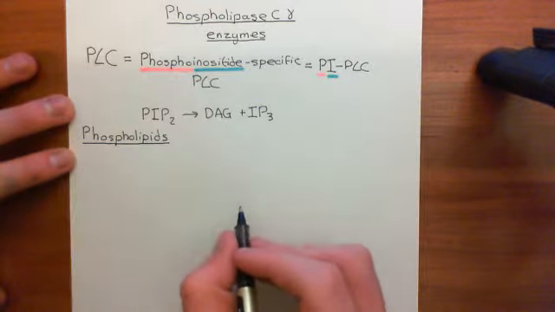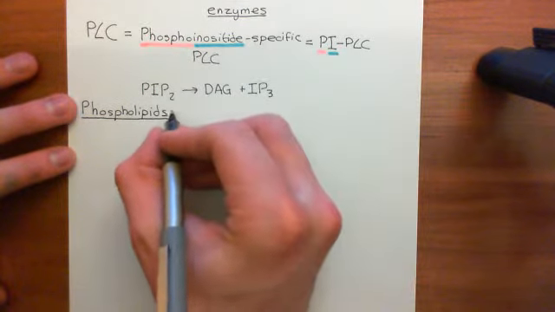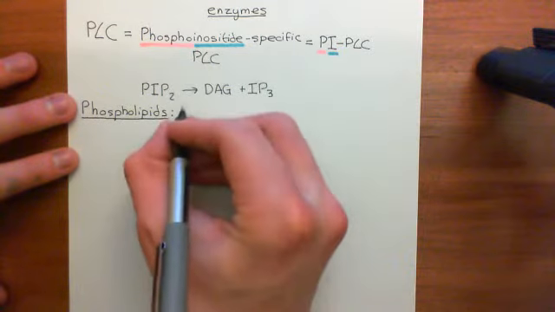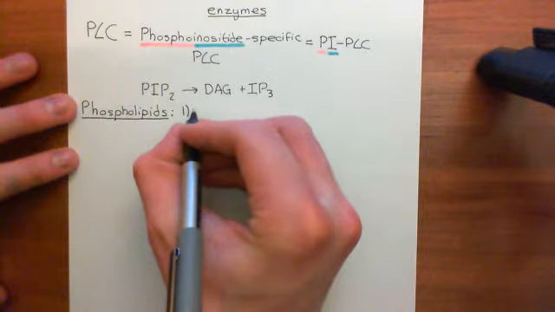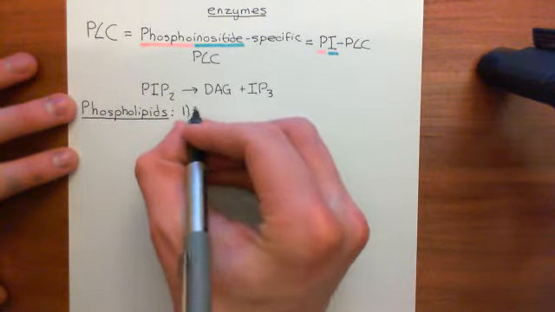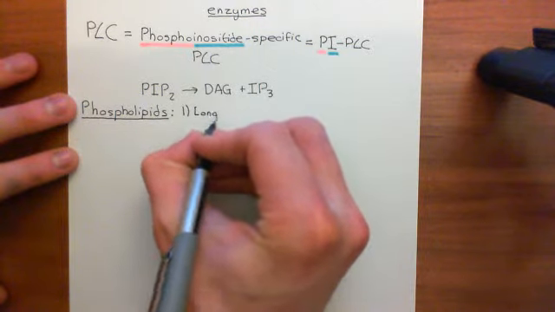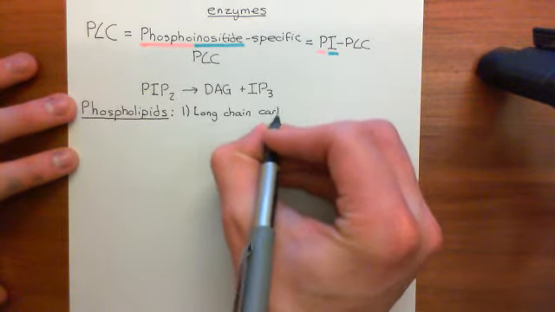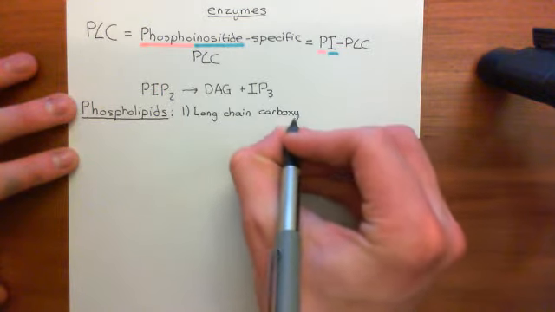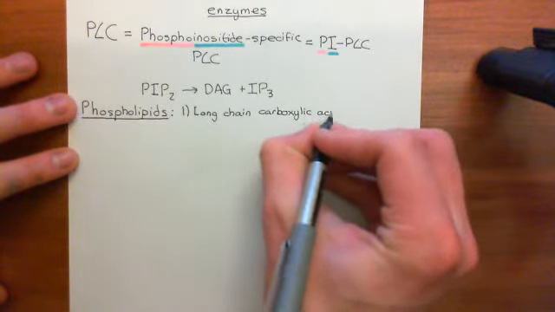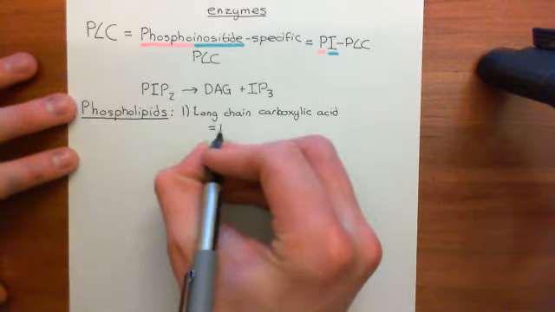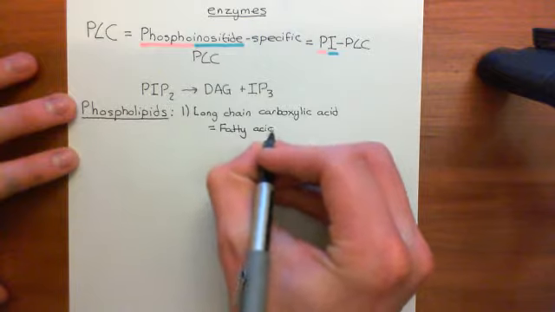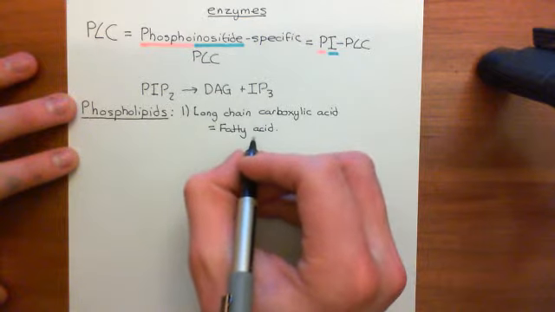Okay, so in order for a structure to be a phospholipid, it has to obey two criteria. The first criterion is that within your structure you must have one or more long-chain carboxylic acid molecules. The other name for long-chain carboxylic acid molecules is fatty acid molecules, so these are often also called fatty acids. So you need to have at least one of these molecules within your structure.